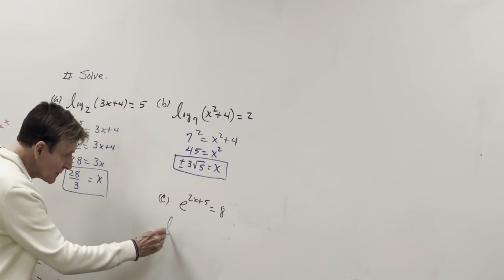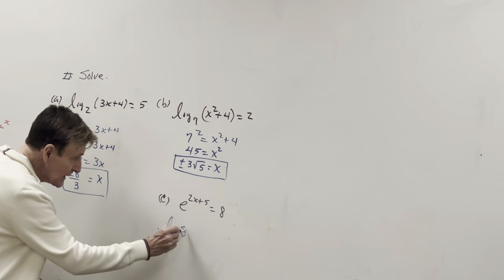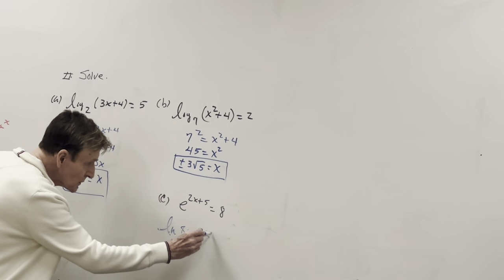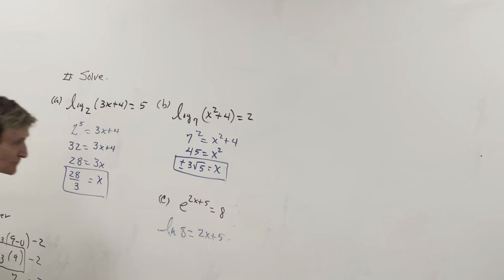Now, hang on. ln of 8 equals 2x plus 5. He's exactly right. Those two statements are saying the same thing. Now you can solve it for x.